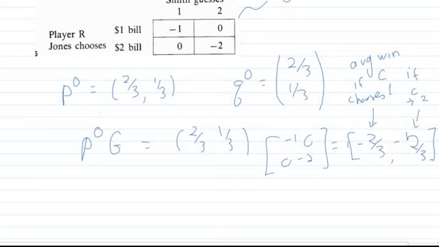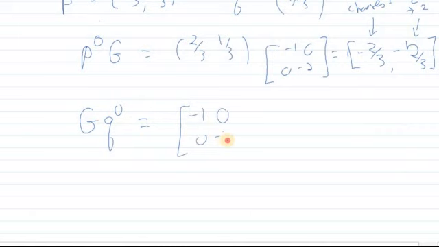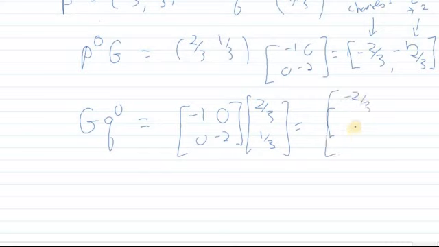All right? Now let's do the same thing with Smith. If we take Smith, we're saying that in this case his strategy is also 2/3, 1/3. I should just write that's G times Q0. And so that's going to be minus 1, 0, 0, minus 2 times 2/3, 1/3. And we end up, in fact, with the very same thing. In this case, we get minus 2/3, minus 2/3.